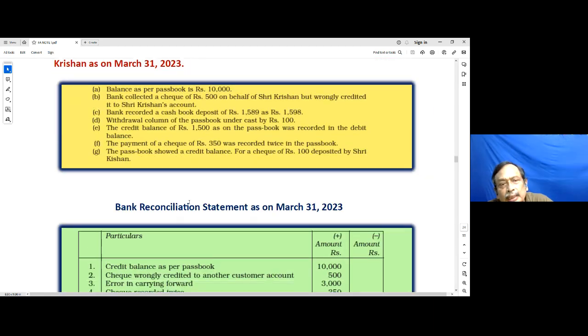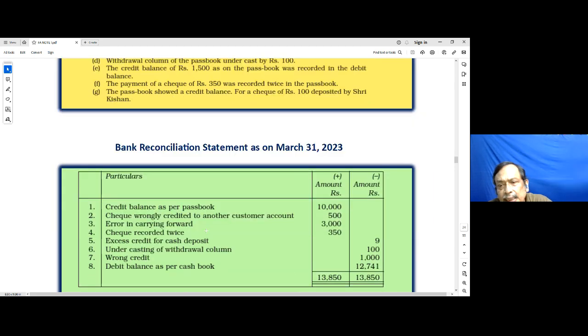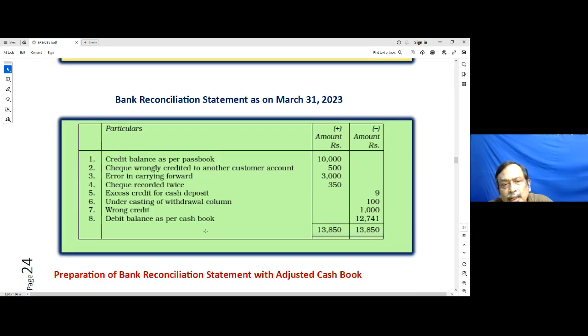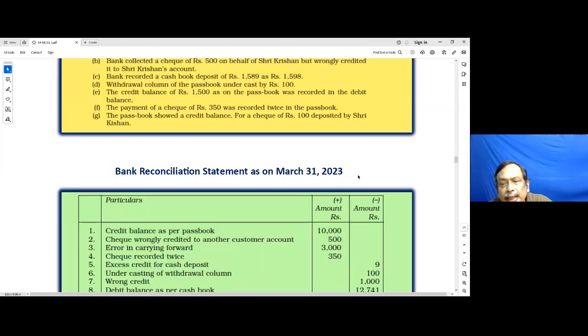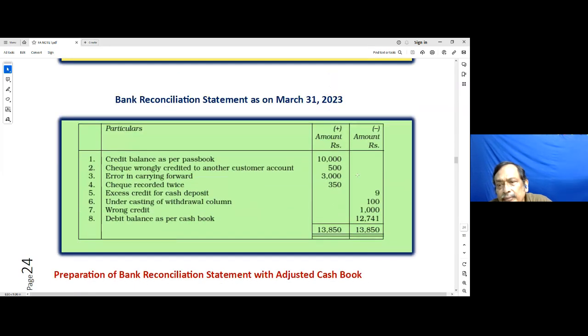Then the passbook showed a credit balance for a check of rupees 100 deposited by Sri Kishan. So under casting of withdrawal column, so passbook balance will be reduced. It will be shown. Then in this way, we can arrive at the balance.